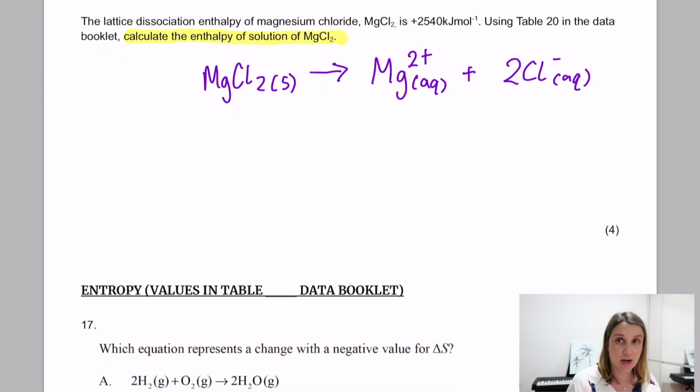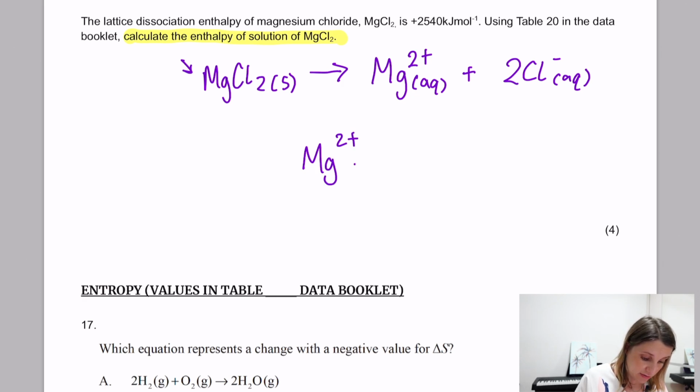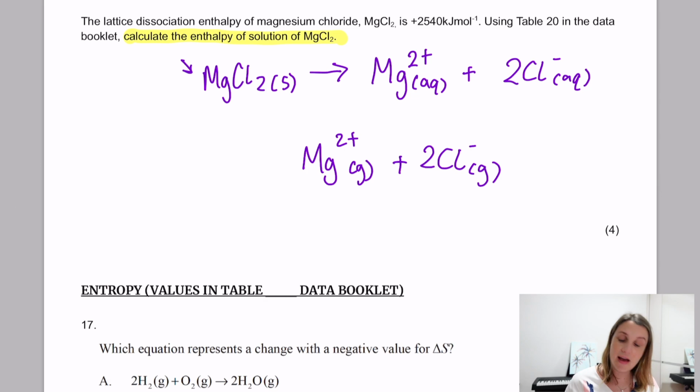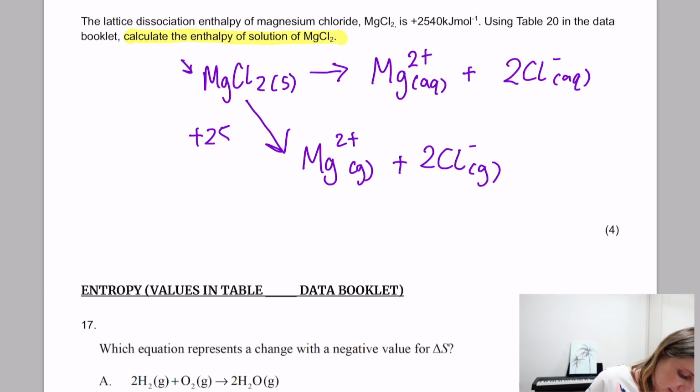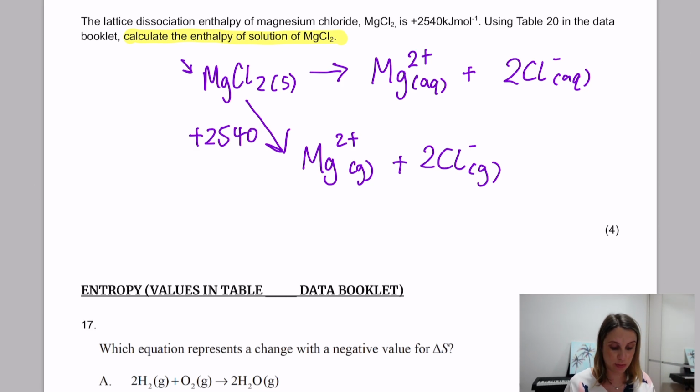So this is the one that I'm trying to work out. This is the enthalpy of solution. What they've given me is the lattice dissociation enthalpy. So that is going from the solid, this one here, to the gaseous ions. So you've got Mg2+ as a gas, and then 2Cl- as a gas at the bottom here. If I connect these up, this is my lattice enthalpy, and this is plus 2540 kilojoules per mole to break up that solid into those gaseous ions.